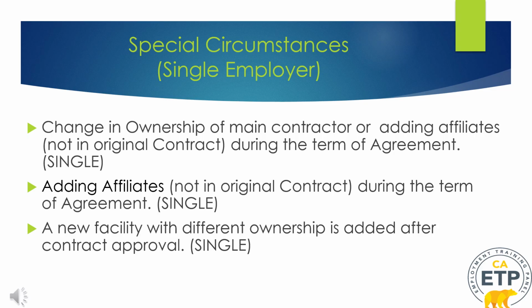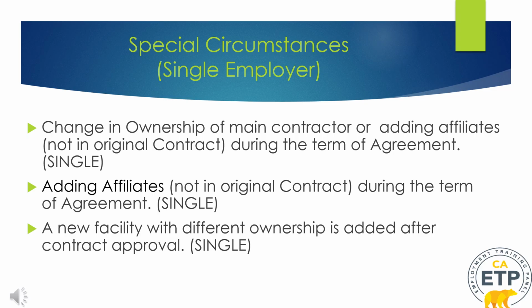There are other circumstances that are applicable to single employers aside from the PEO: a change in ownership of the main contractor, adding affiliates not in your original contract during the term of the agreement, and adding a new facility with different ownership that is added to your contract after approval.